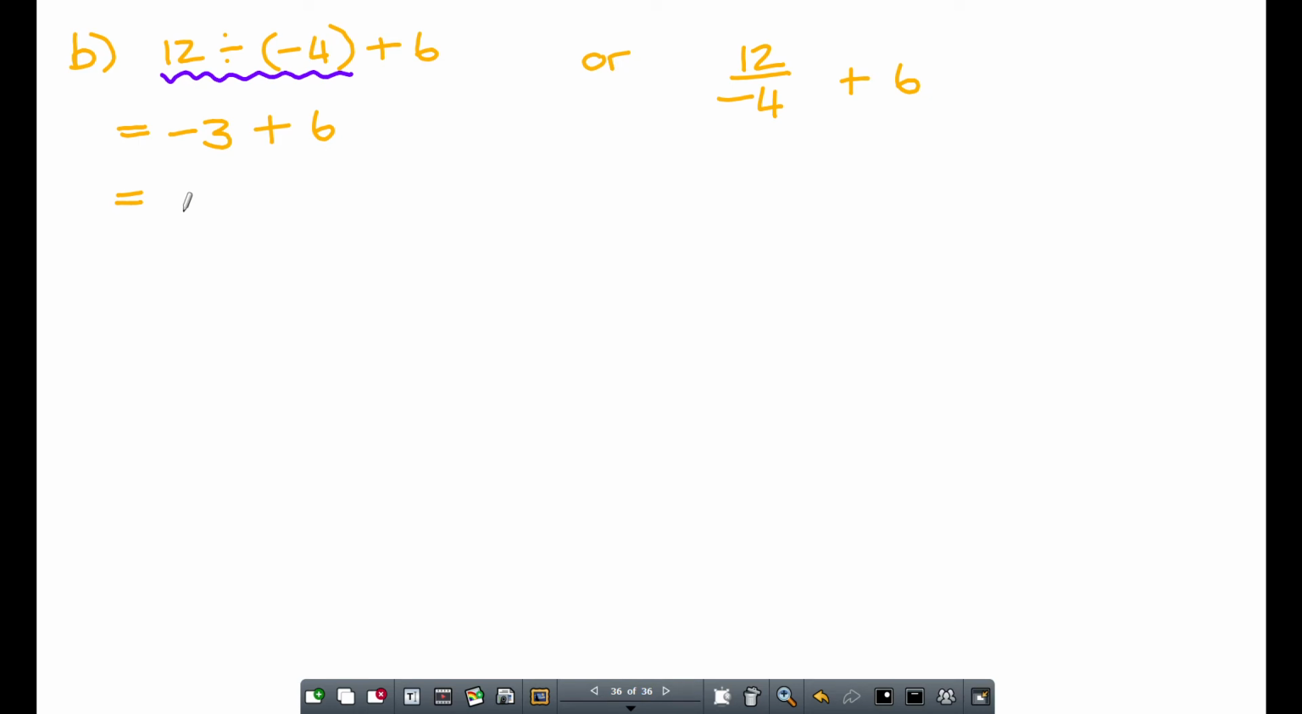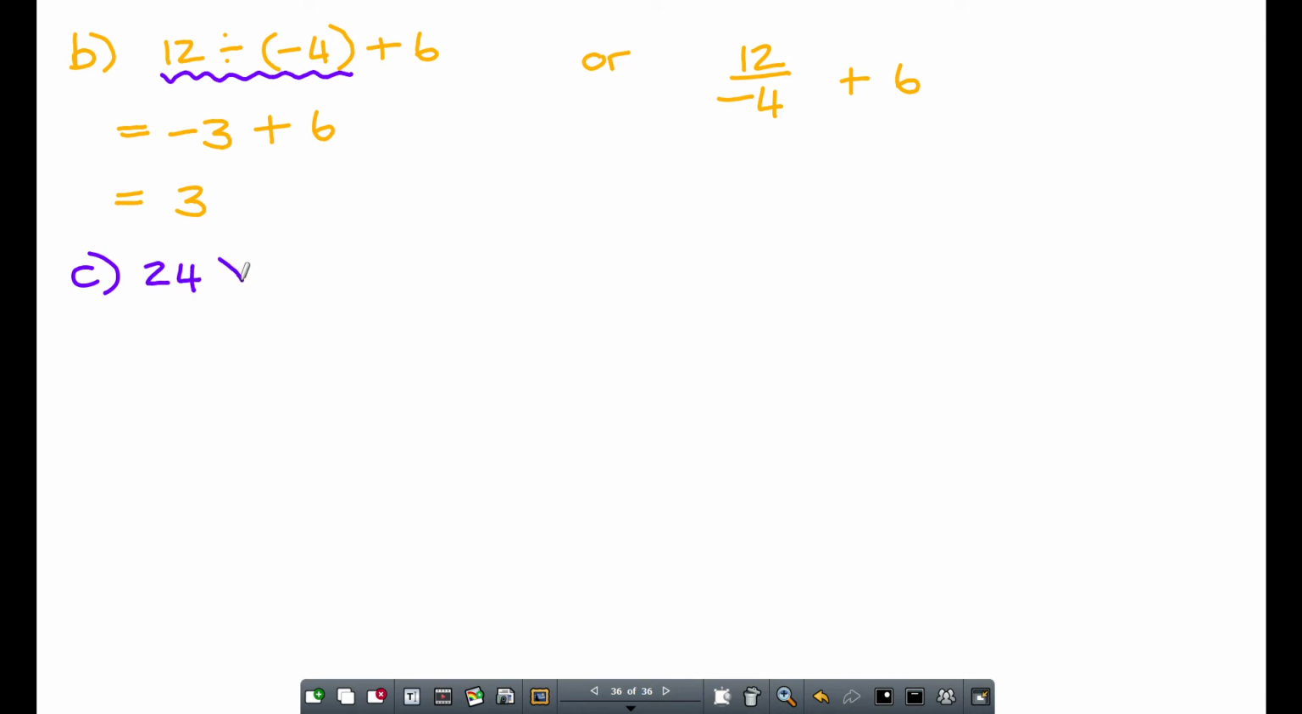Okay, B, 12 divided by minus 4 plus 6. Okay, so over here, I've got division and addition. So division is more important. So I had to do that part first. So 12 divided by negative 4, you could also have written it in like this. 12 divided by negative 4 and then plus 6. Now 12 divided by negative 4 is going to give me minus 3. And then if I add that 6, my final answer would be 3. Any questions there?